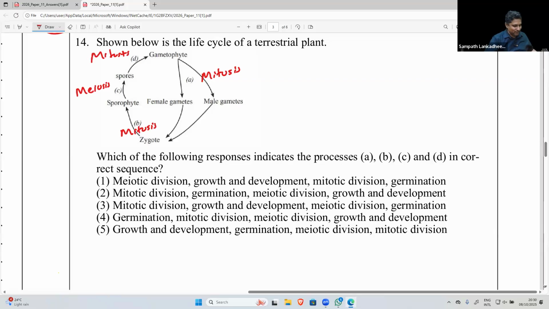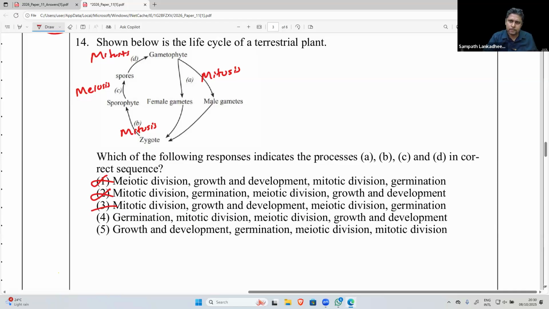So let's try to find the answer now. Meiotic division is wrong, so if anything is present with meiotic, we'll reject it. Then mitotic division A, germination, zygote, no. Zygote does not germinate. Mitotic division, growth and development. And mitotic division, germination, the third looks okay.